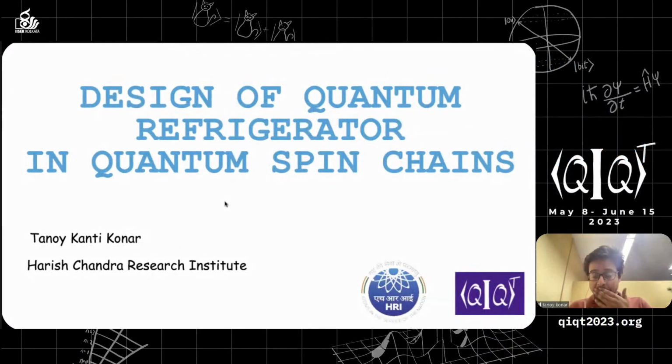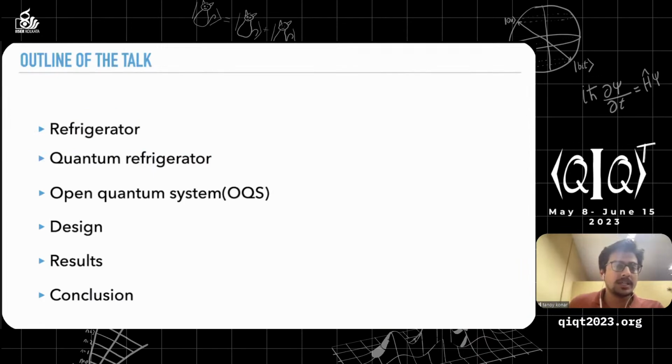Okay. So these spin chains can be visualized in the laboratory. That's why we try to build this refrigerator in the quantum spin chain with the effect of environments. So this is the outline of my talk.